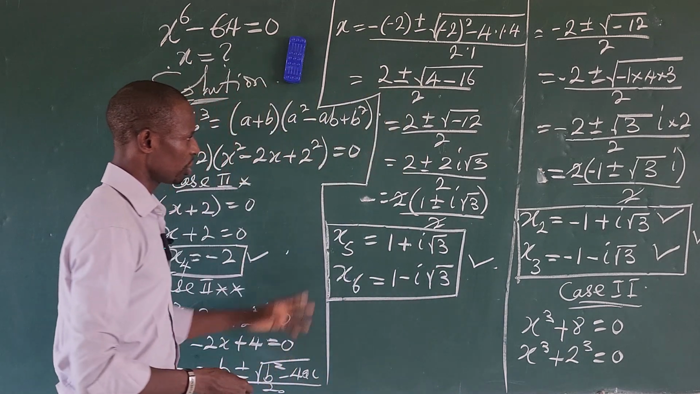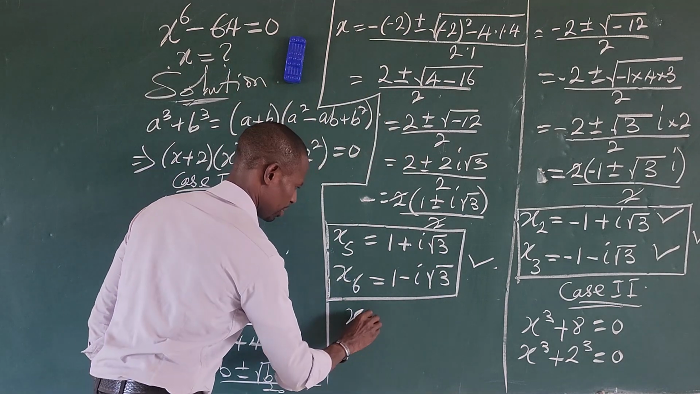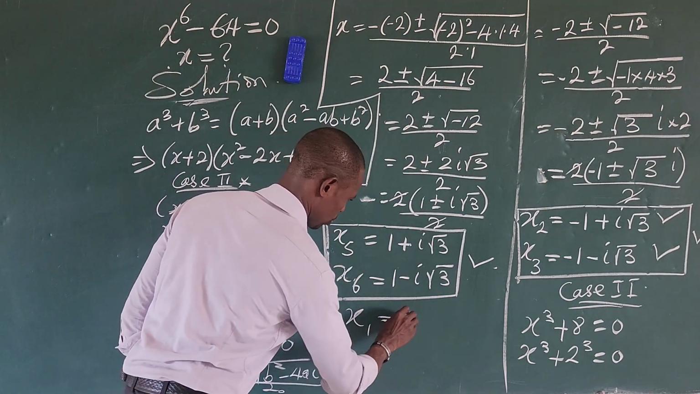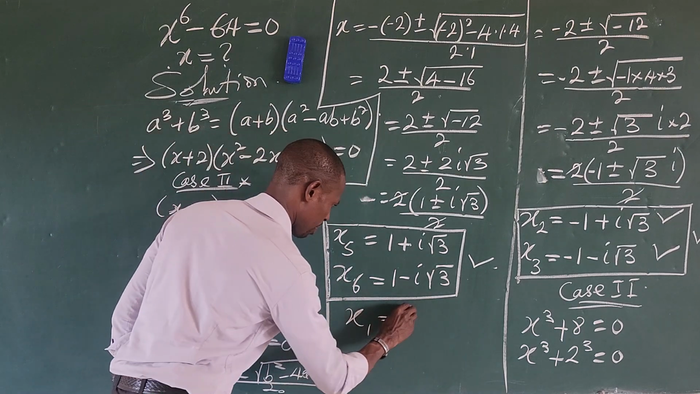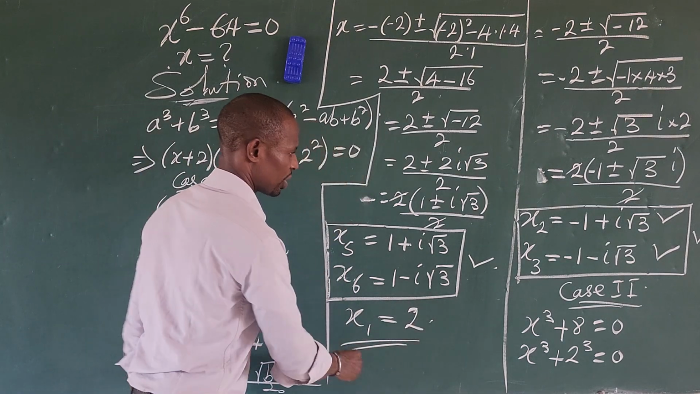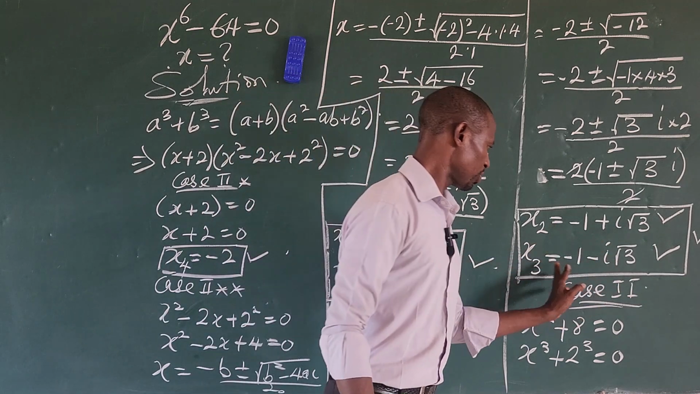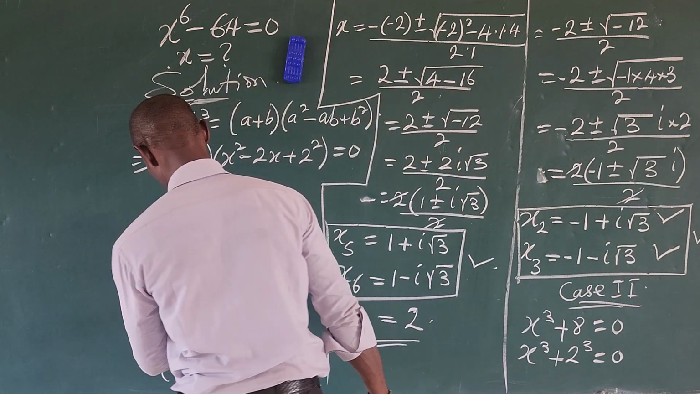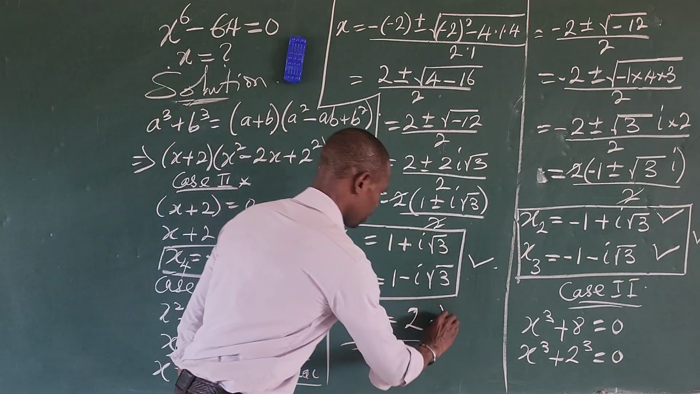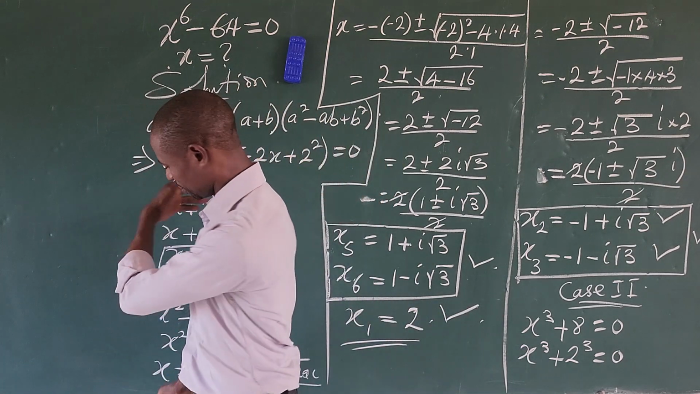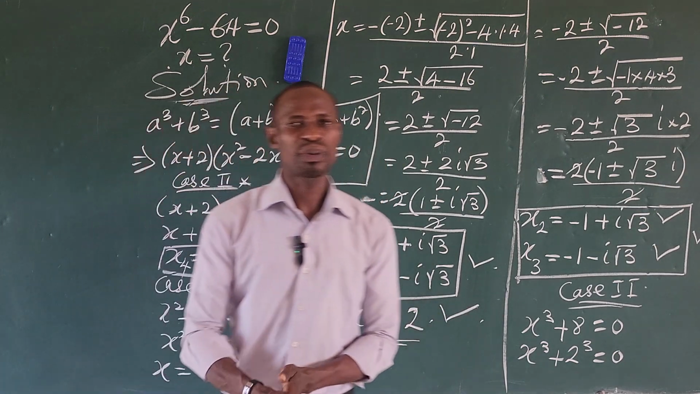The first one was x1 is equal to... is it minus 2 or positive 2? It's positive 2. So this is our x1. Look at our x2, x3, then look at our x4 and our x5, x6. So these are the 6 roots to this nice exponential equation.